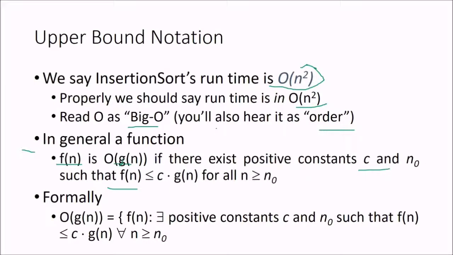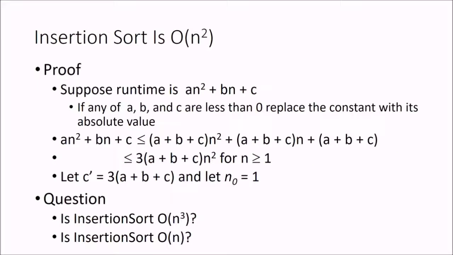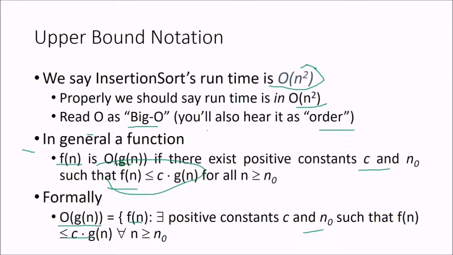This you can understand more formally in this format: f(n) is order of g(n) if there exist positive constants C and n0 such that f(n) is less than or equal to C·g(n) for all n greater than or equal to n0. Okay, let me make a graph for you so that you can understand better.